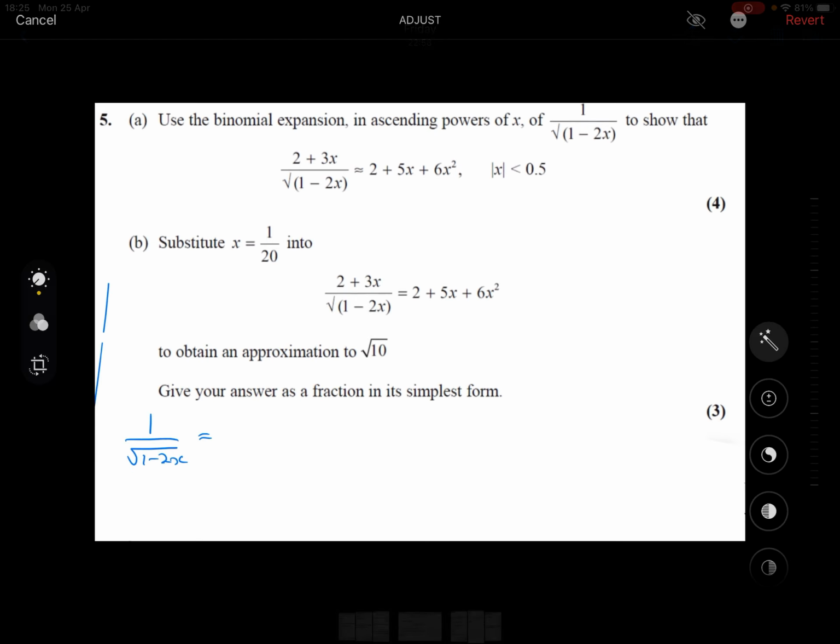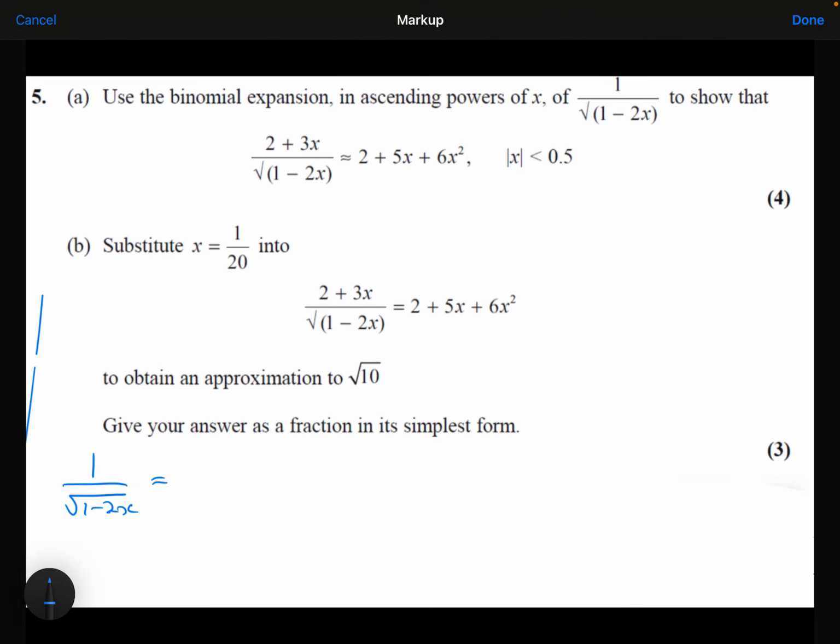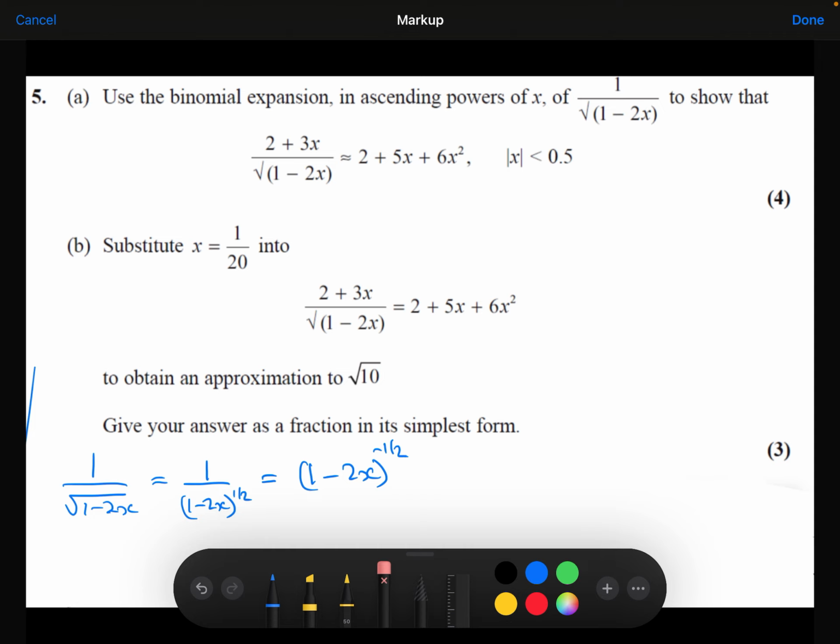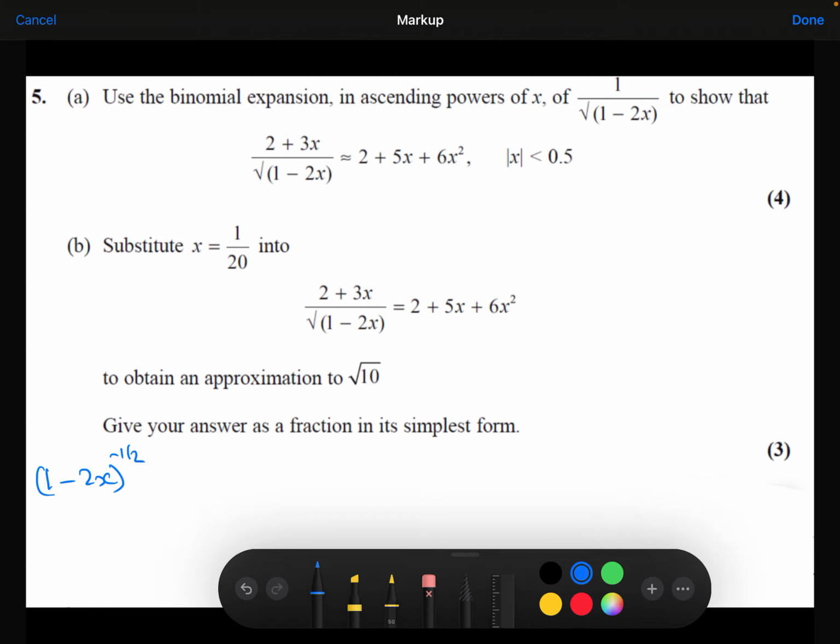So, first thing, I need to write this in the form of 1 plus something to the power n. The square root means a power of a half, and I can move that to the numerator to be 1 minus 2x to the power of minus 1 half. So this is now in the form where I can use the binomial theorem. So my n is minus a half, and my x in this case is minus 2x.